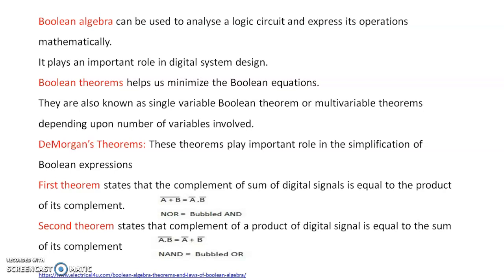The second theorem states that the complement of the product of a digital system is equal to the sum of complements. Means (A into B) bar is equal to A bar plus B bar. That means the NAND of those particular variables is equivalent to the ORing of the inverted variables. Means we perform the NANDing of these two inputs, which is equivalent to the bubbled OR operation of those particular input variables. So (A into B) bar is equal to A bar plus B bar.